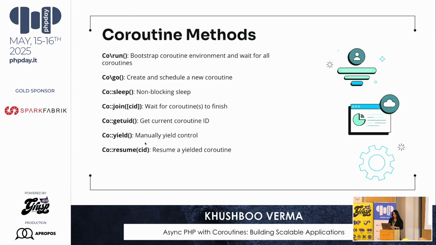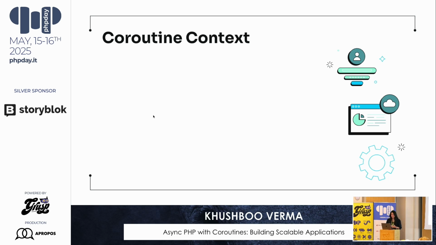So that's coroutines. As we saw some examples of coroutine methods, there are actually a few more. We saw that co-run was like a bootstrapped container environment, and it waits for all the coroutines to finish. Then co-go creates and schedules new coroutines, so everything that you want to happen in parallel can go inside a co-go. If you want a non-blocking sleep, you can use co-sleep. If you want coroutines to wait for each other to finish, you can use co-join. We can also have many more operations like yield and resume.